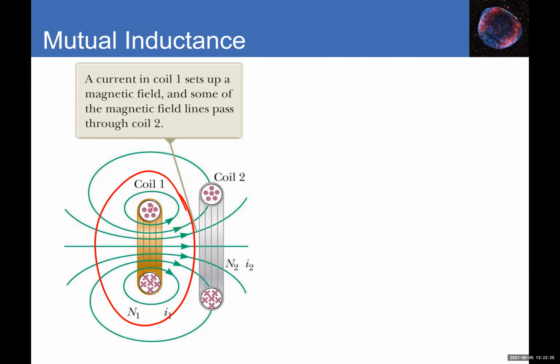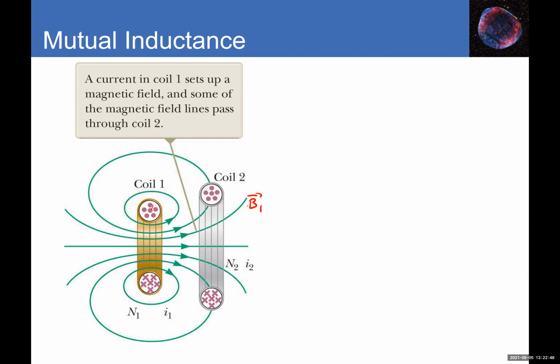So this current in coil one generates a magnetic field. The green lines are the magnetic field generated by coil one. Let's call this B1. This magnetic field then goes through coil two, basically to the center of coil two.